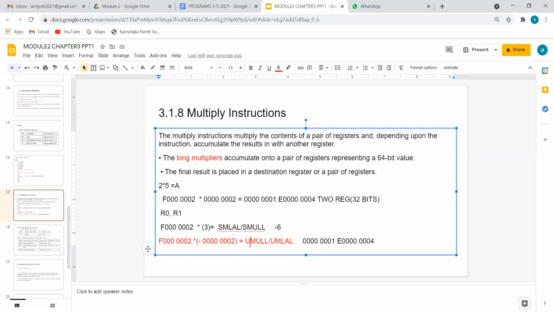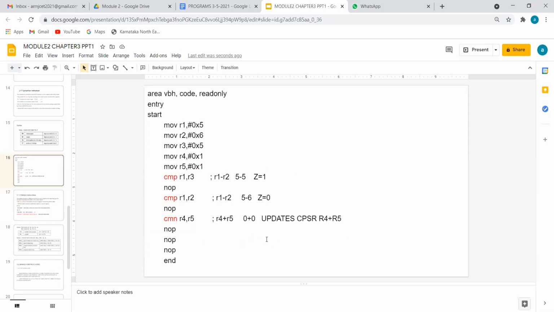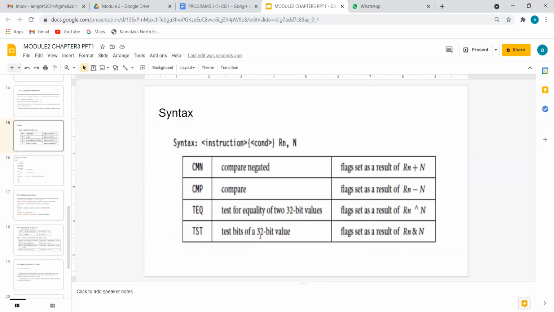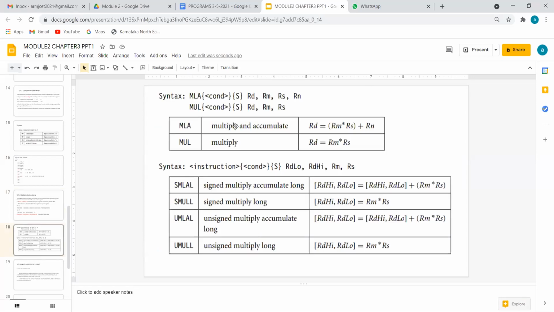Now the question: what is the difference between MUL and MLA? Do you remember the difference between ADD and ADC? ADD is add, ADC is add with carry. In the same way, for multiplication we have multiply. What is the multiplication formula? Please check the rightmost side of the slide. RM into RS, store the value in RD, so three registers will be there. Whereas in MLA, RM into RS, so product, then plus RN, which will be on the rightmost side of the instruction. Is it clear now?